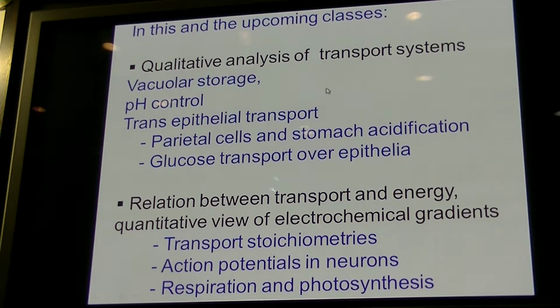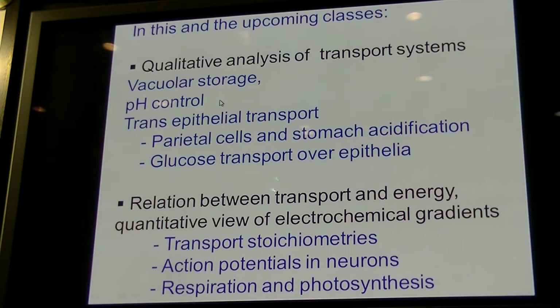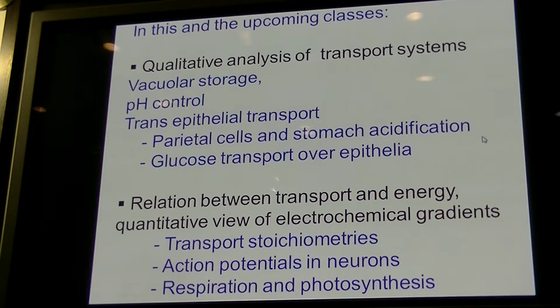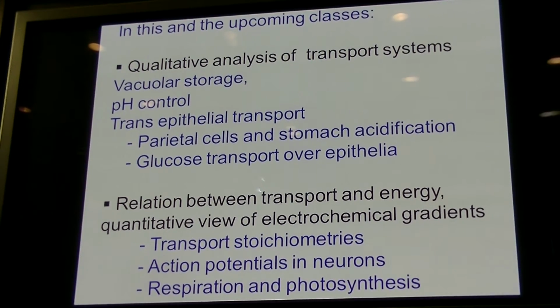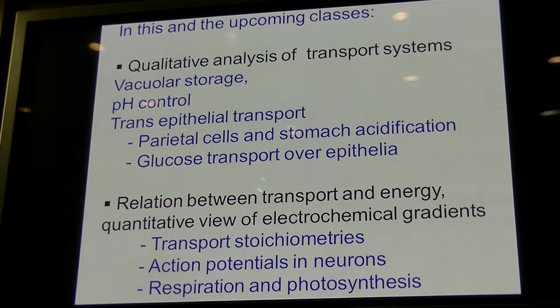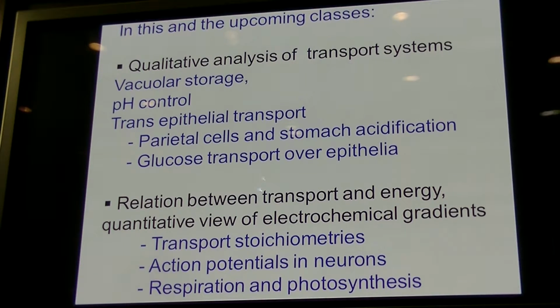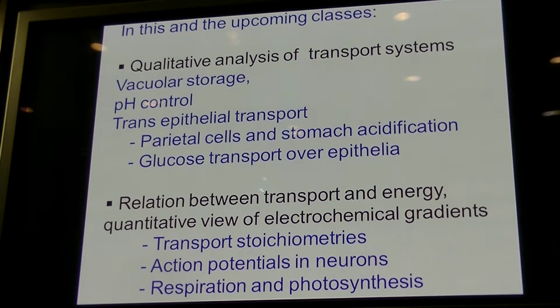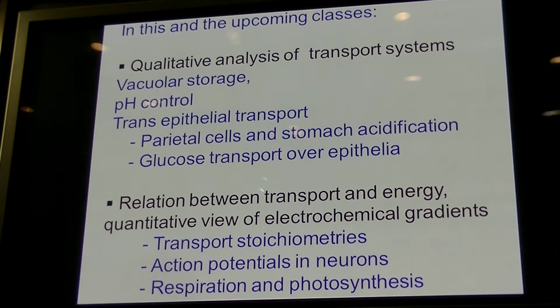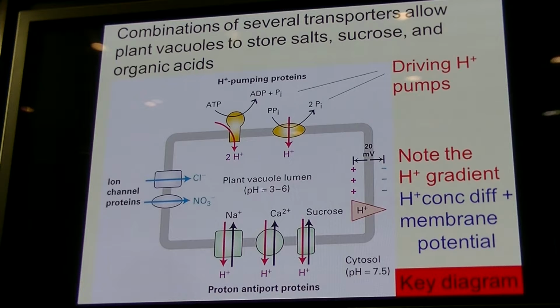So we'll look at storage in the vacuoles, how mammalian cells control pH, and then 2 systems in the epithelia of our digestive tract: one controls the acidification of the stomach, and the other is involved in the uptake of nutrients. So we'll look at those.